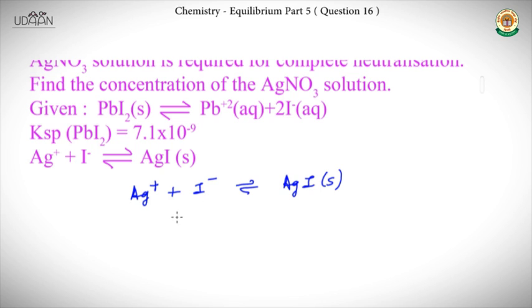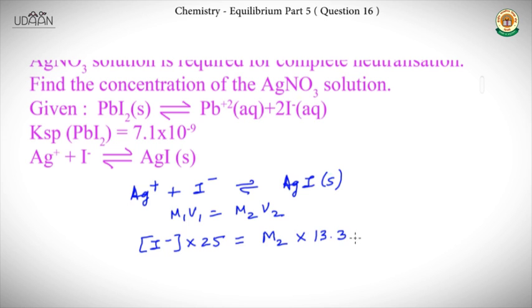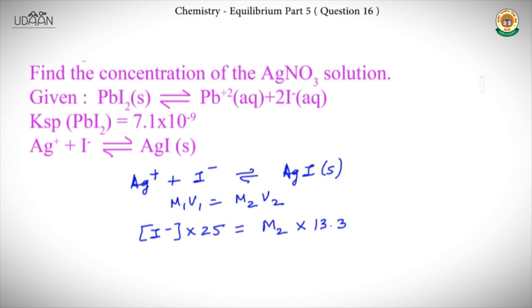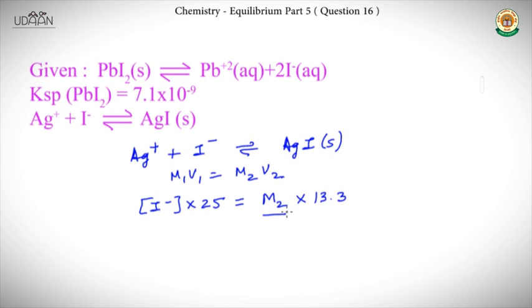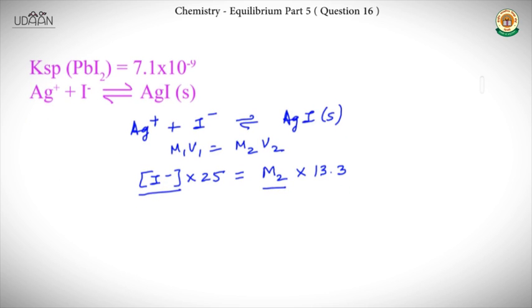So for neutralization, I know M1V1 should be equal to M2V2, right? So M1 here will be the concentration of I- ions because they need to be neutralized, in a solution of 25 ml. And for AgNO3, I need to find out the concentration of the AgNO3 solution, and the volume of AgNO3 solution required is 13.3 ml. So I need to find out M2 and the I- concentration. The I- concentration I can find out by utilizing the concept of Ksp and solubility. Let's see how.